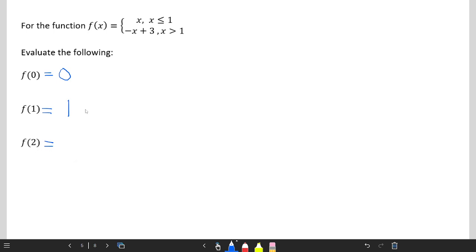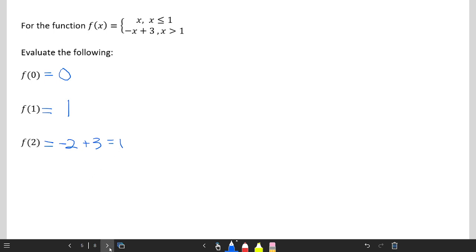Now if we look at the x value of 2, if we put 2 in for x here, we get a false statement, right? 2 is not less than or equal to 1. However, 2 is greater than 1. So for this one, we're going to substitute 2 for x in the second expression. So just keep in mind when asked to evaluate a function for one x value, you should only get one output, one y value.